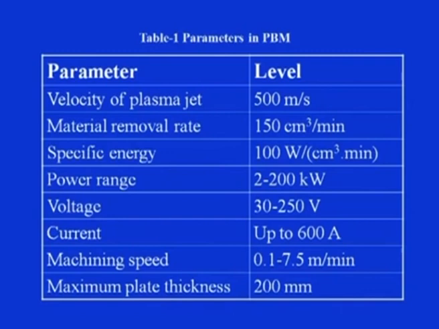Current is very high, it could be up to 600 ampere and machining speed could be 0.1 to 7.5 meter per minute and maximum plate thickness that can be machined could be 200 millimeter. Different types of plasmas are used for machining systems such as plasma arc, plasma jet, shielded plasma and air plasma.